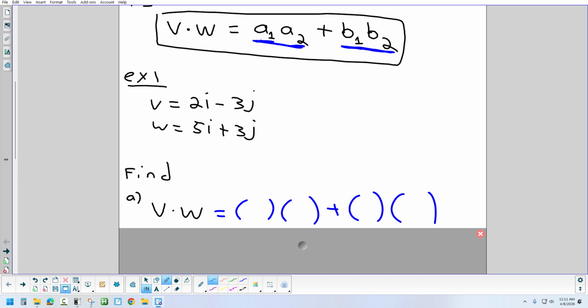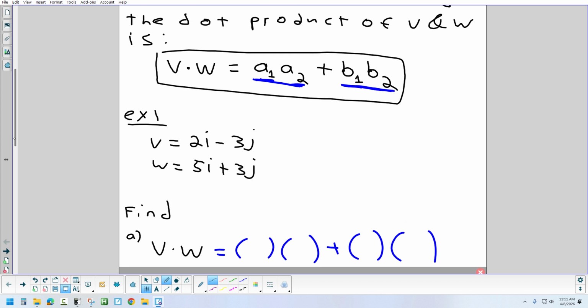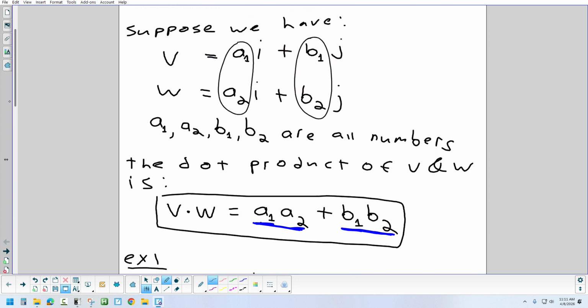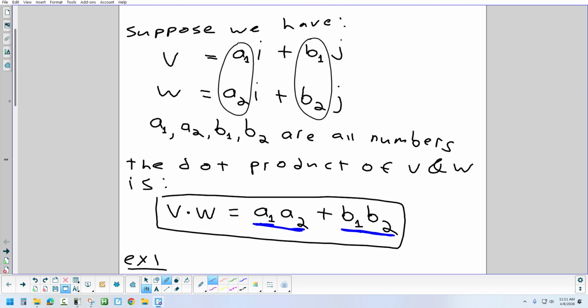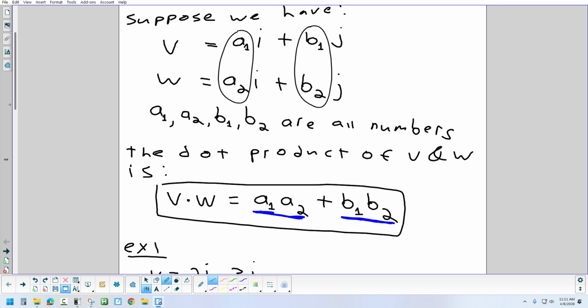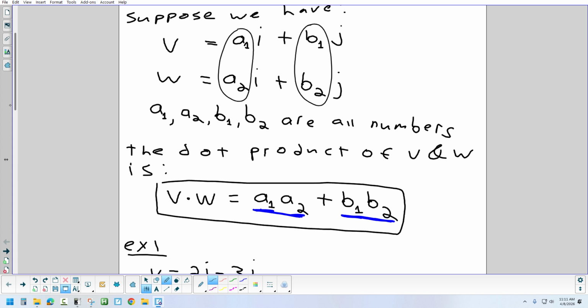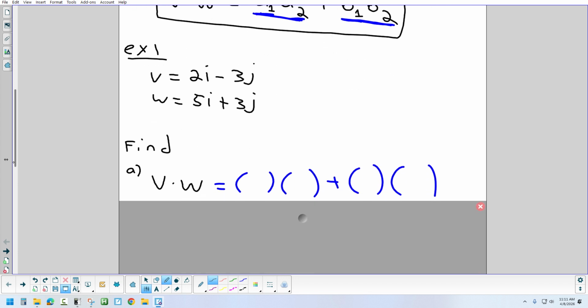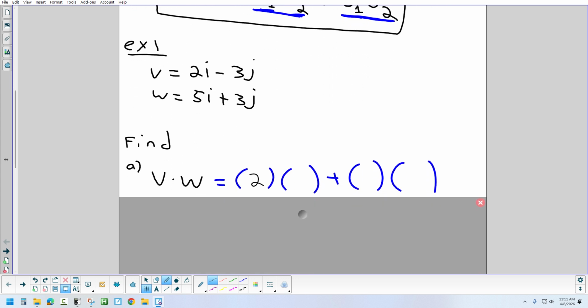Yep. 2i and 5i? Okay, you're looking in the right spot. But if we go back up, just the 2 and the 5. So the i is not part of the dot product. It's just the numbers in front of the i and in front of the j. So it's 2 and 5.